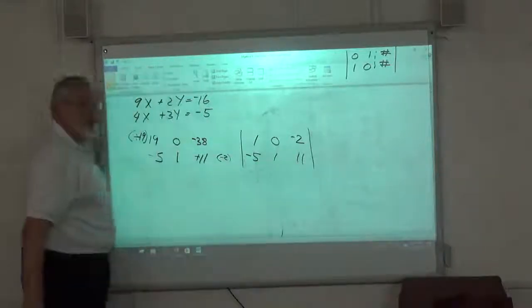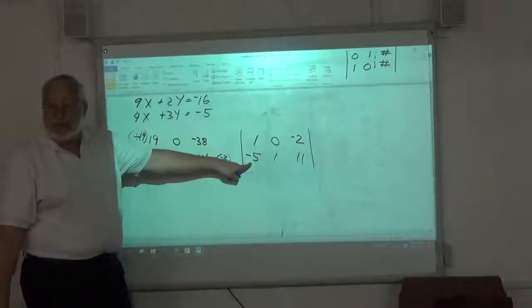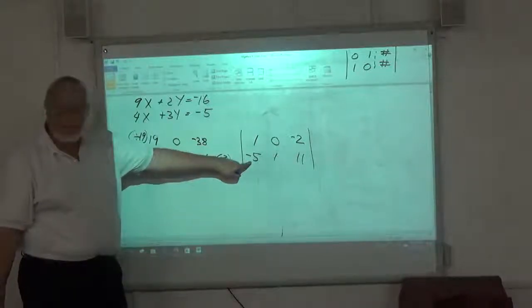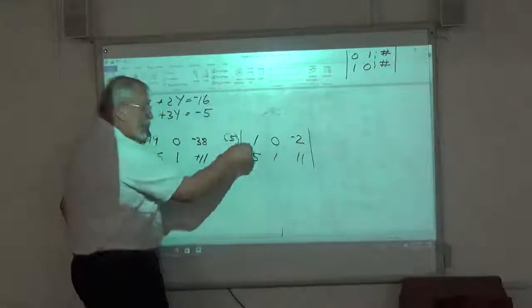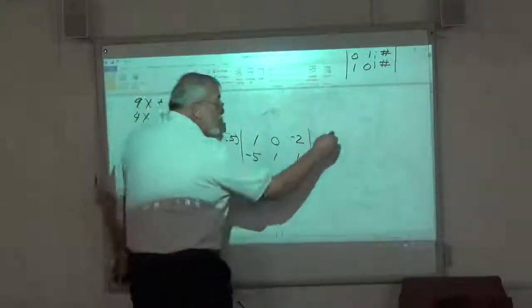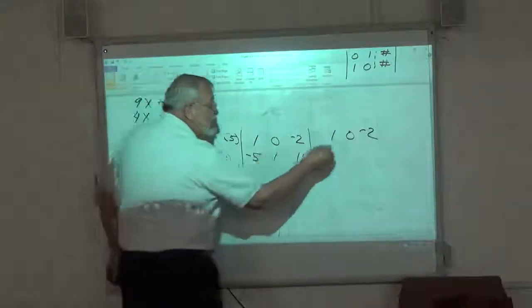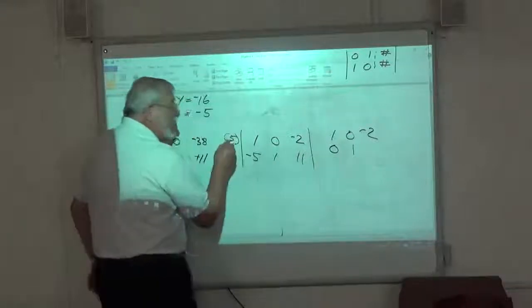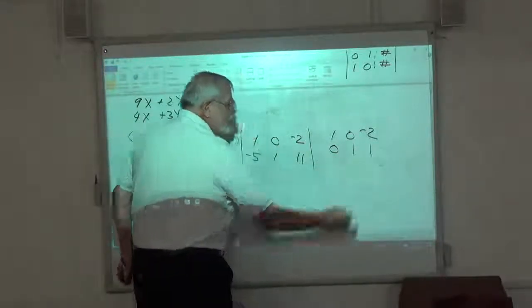Now, what's the last step? This is not yet an identity matrix, is it? Because of what? Because of the 5. So to get rid of it, I'm going to multiply the top row by 5 and add it to the bottom row. So 1, 0, -2 is still good. 5 plus -5 is 0. 0 plus 1 is 1. And this is -10 plus 11.